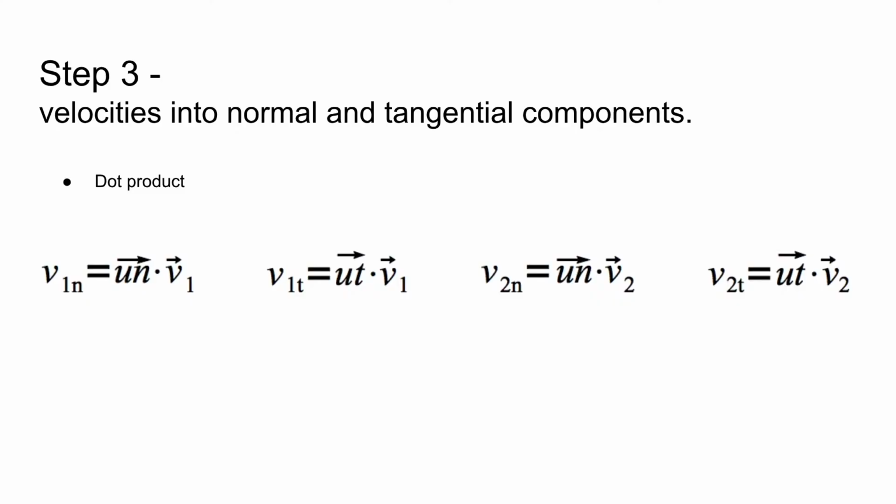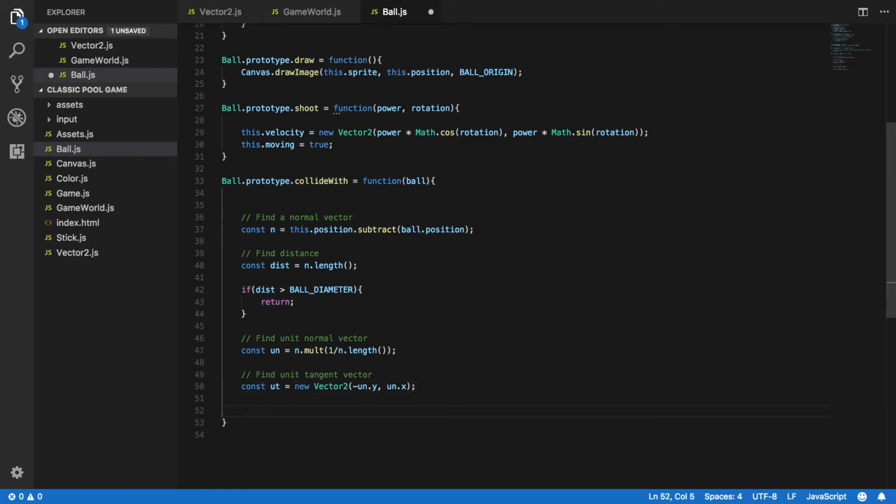Step 3. Resolving the velocities into normal and tangential components. So we're doing that by performing a dot product operation between the velocities of the balls and the un and ut vectors that we already found. Back in our code, let's write a comment, project velocities onto the unit normal and unit tangent vectors.